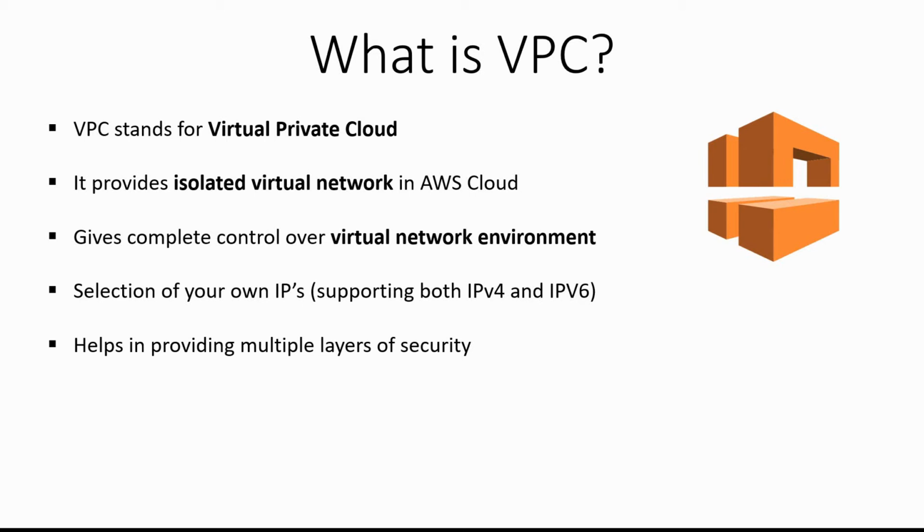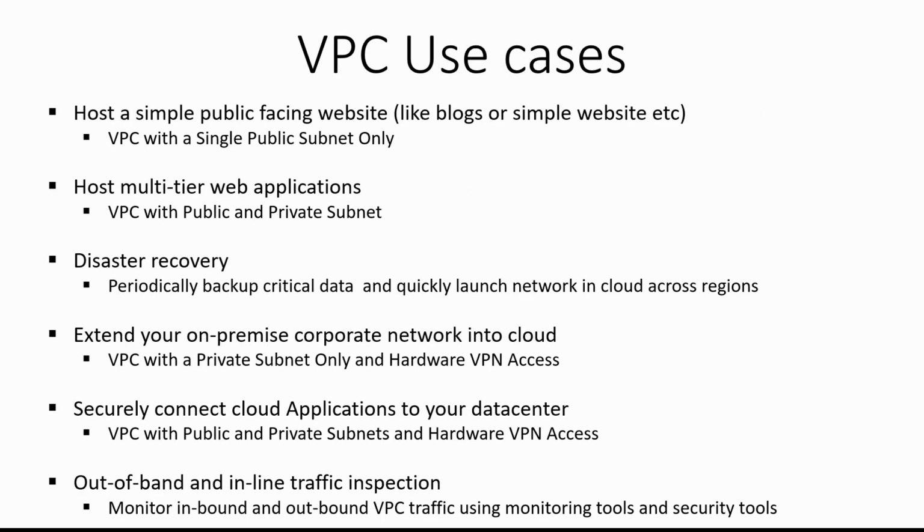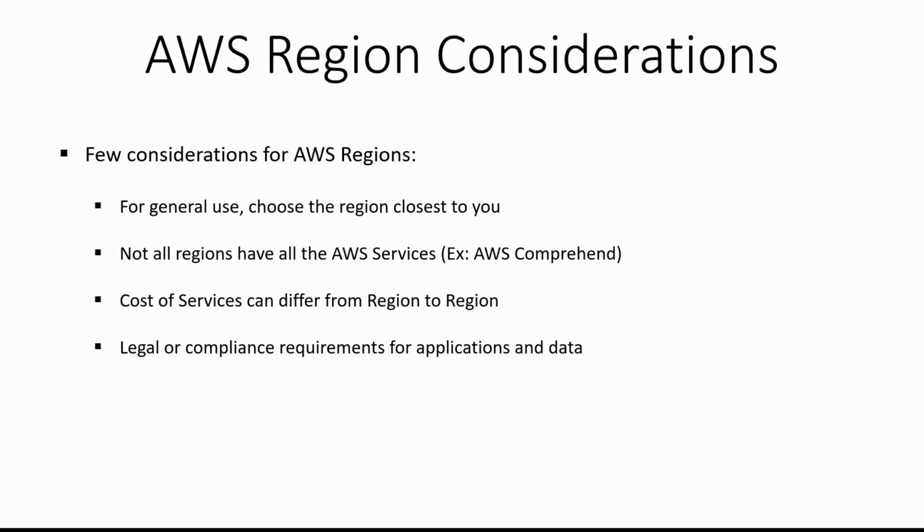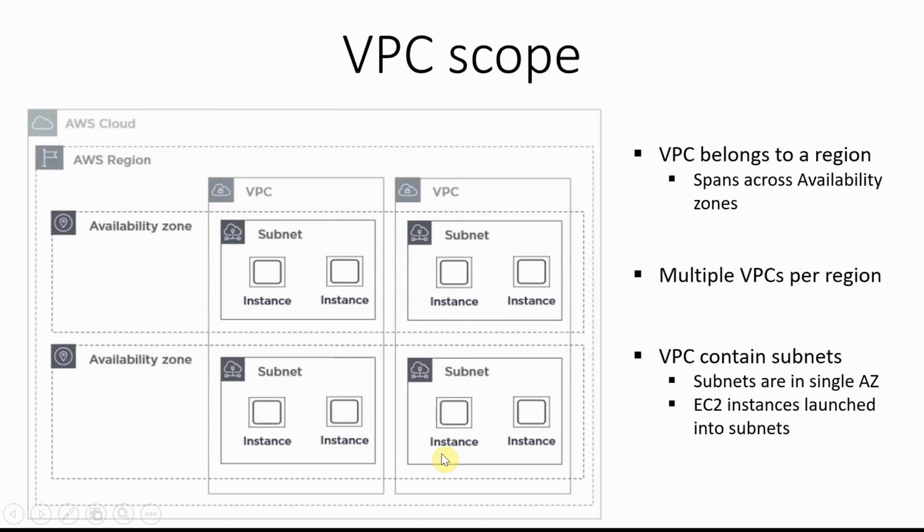It primarily helps you create an isolated network in the AWS cloud, and you can form your own virtual network with this. Also, we saw various use cases, and we quickly covered regions and availability zones, and the considerations for choosing a region, generally a region closer to you. You should also keep in mind that not all regions will have all the services. Cost will vary from region to region, and there are legal compliance and other considerations.